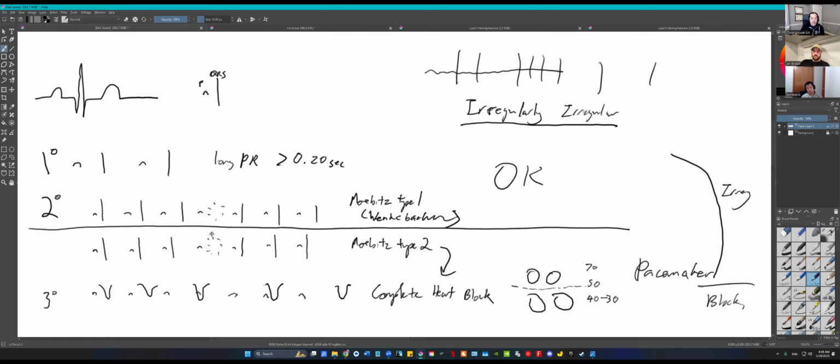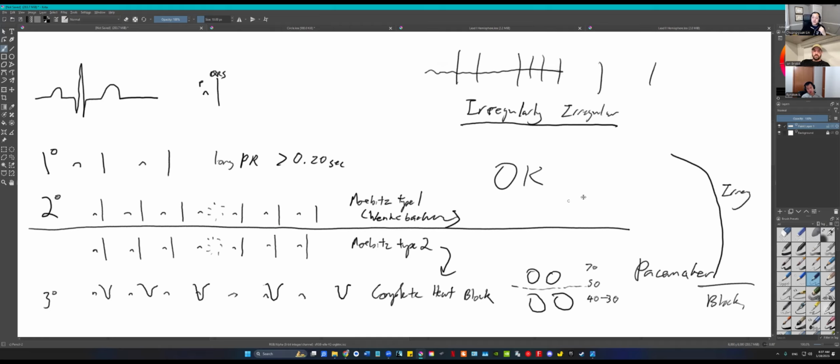Usually there are some ratios, like a 3-to-1 or a 4-to-1 or 2-to-1 of regular heartbeats and then your dropped beat. So for a lot of these Mobitz types, you can just kind of march them out. And then I guess third degree is irregularly irregular too, but at this point it doesn't matter. It's just nothing. Nothing is connecting. So this is just block.